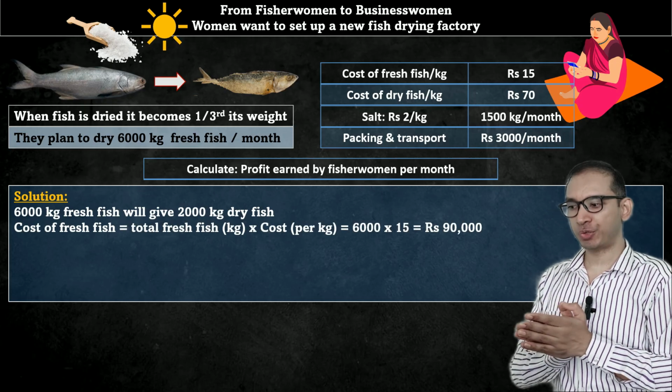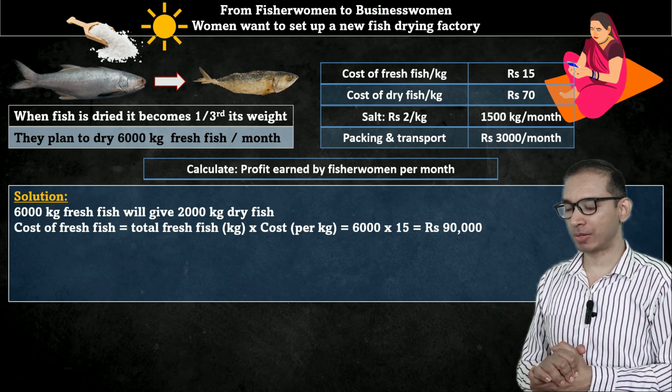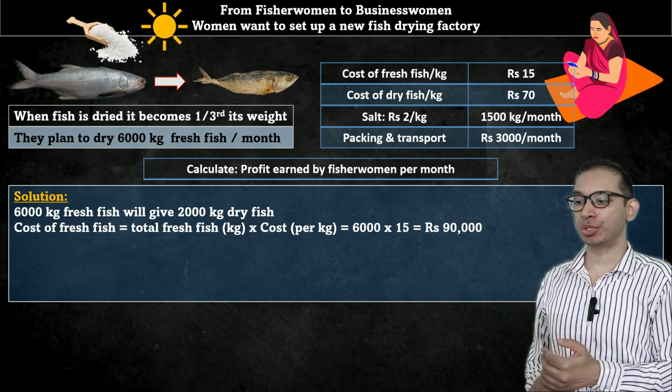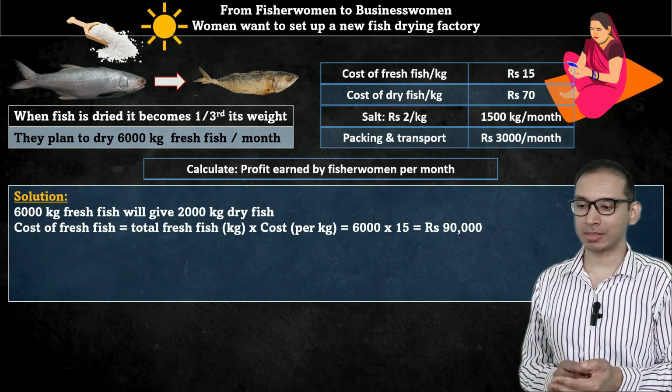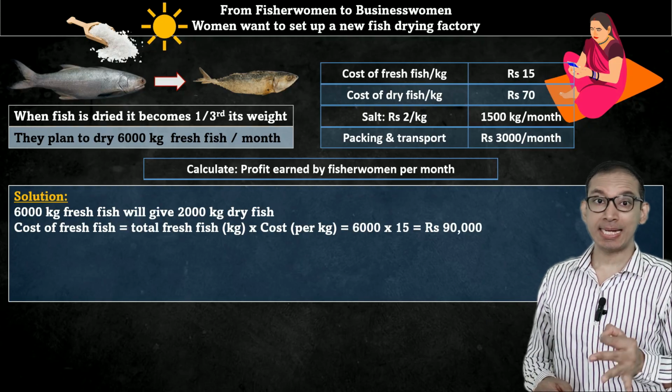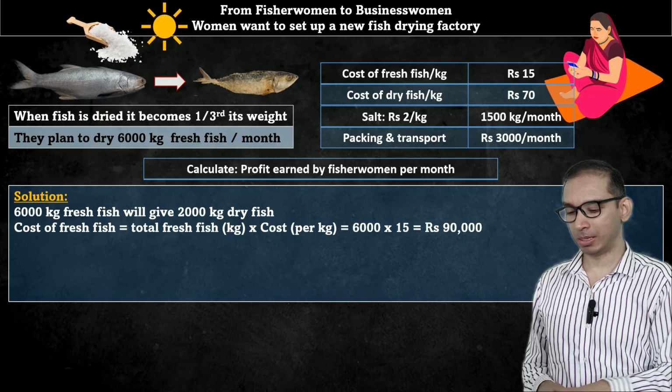So we begin with fresh fish. 6,000 kgs of fresh fish is going to give us 2,000 kgs of dry fish. So the cost of fresh fish is the total fresh fish in kgs times the cost per kg, which is 15 rupees. Multiply that, and 90,000 rupees of fresh fish is what they need to buy per month.